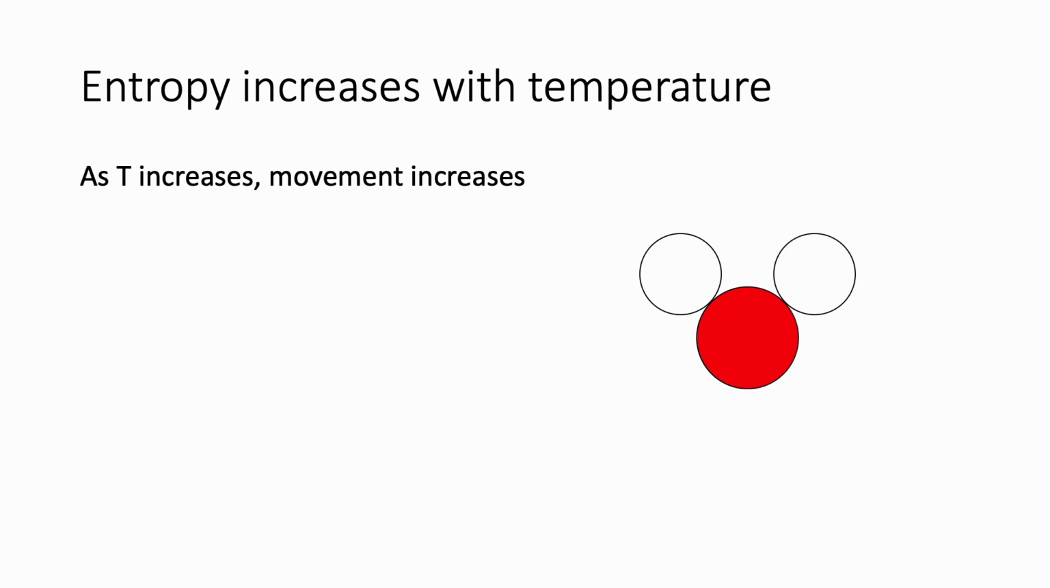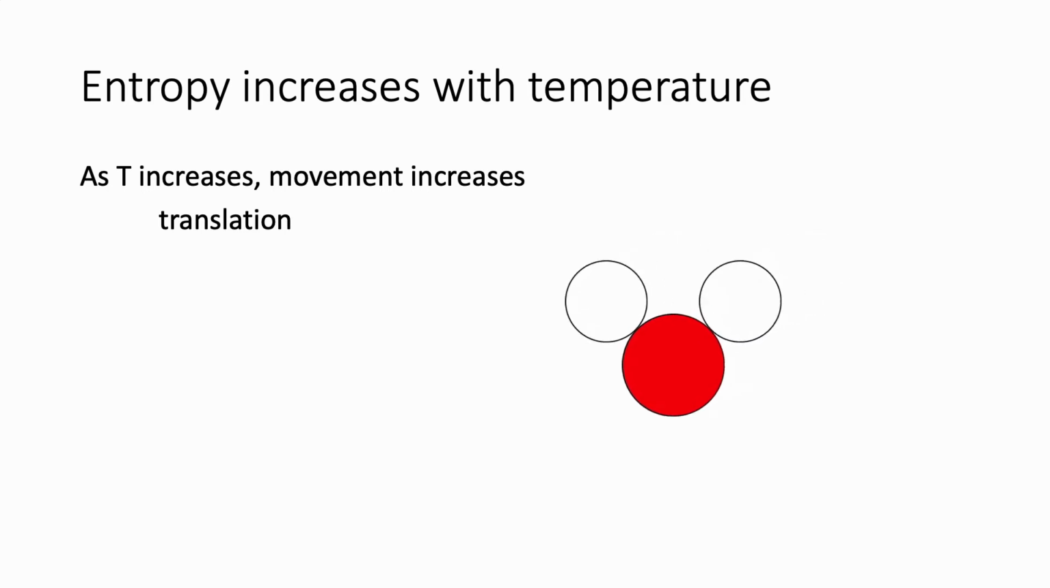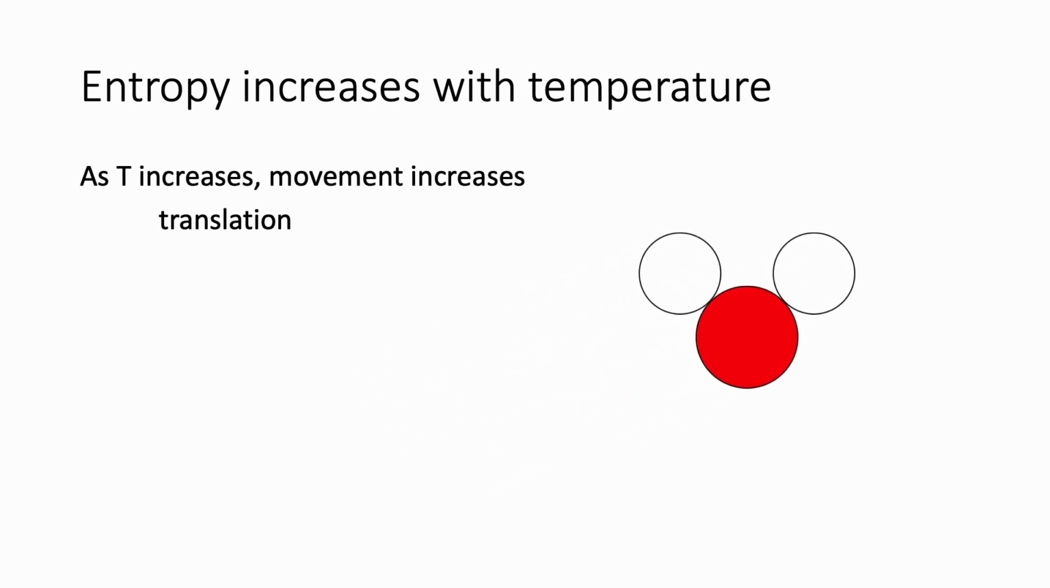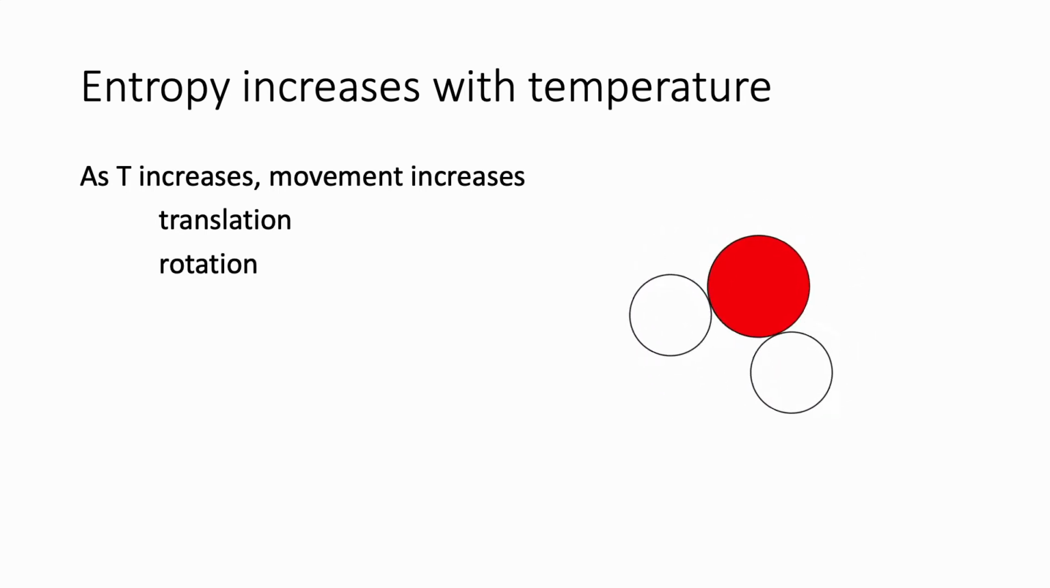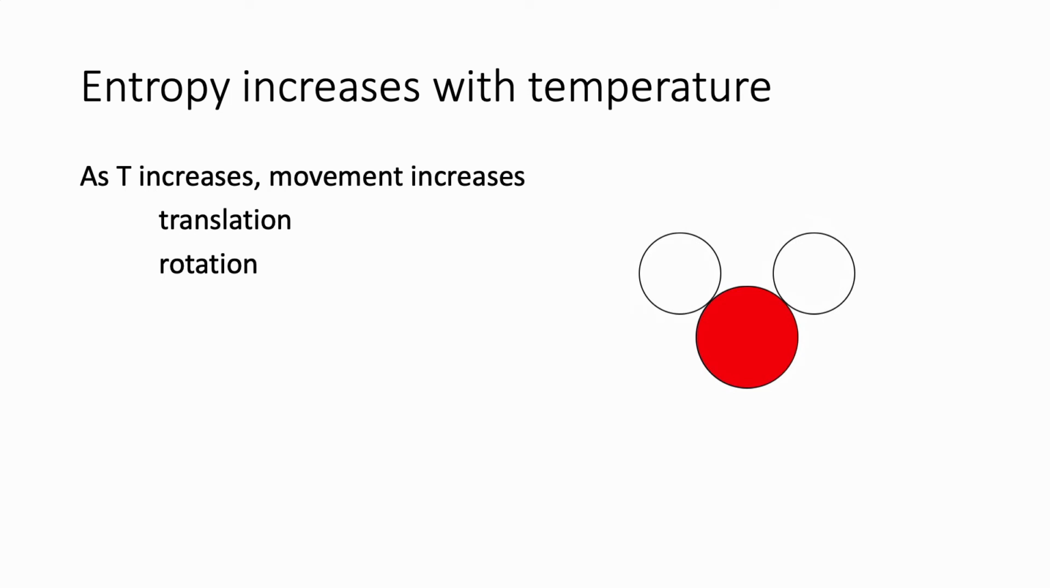So for example, there's a sort of movement that we call translation, which is the molecule actually moving around. We see that a lot in gases. There's the sort of motion we call rotation, where the molecule is spinning. And I've demonstrated the obvious way for the molecule to spin in 2 dimensions, but it could also roll around a couple of other axes.